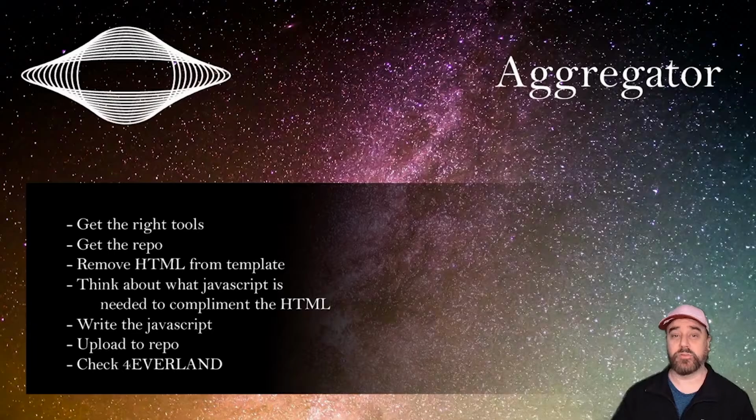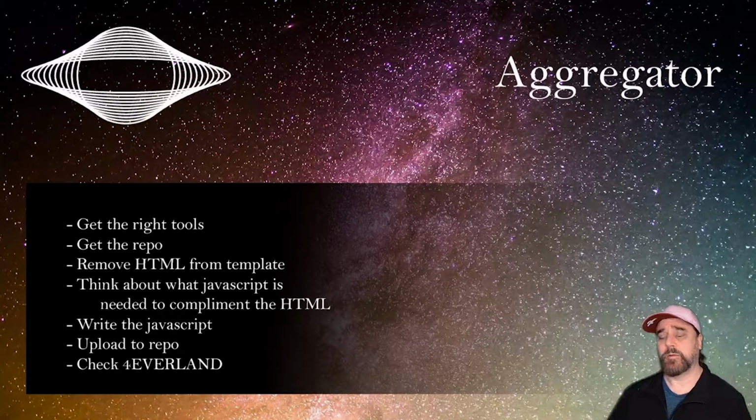So the first thing we need to do is think about what we need to do. It's very important to have a structure if you're going to do some programming, because programming is hard. So based on what we've got on the screen here, we're going to get the right tools. We're going to get the repo from GitHub. We're going to change the HTML template to remove those elements that we don't need. Then we're going to think about what the JavaScript is that we need to complete this project. We're going to write that JavaScript, and then we're going to upload the repo back to GitHub and check that Foreverland has grabbed that and published it to the website.